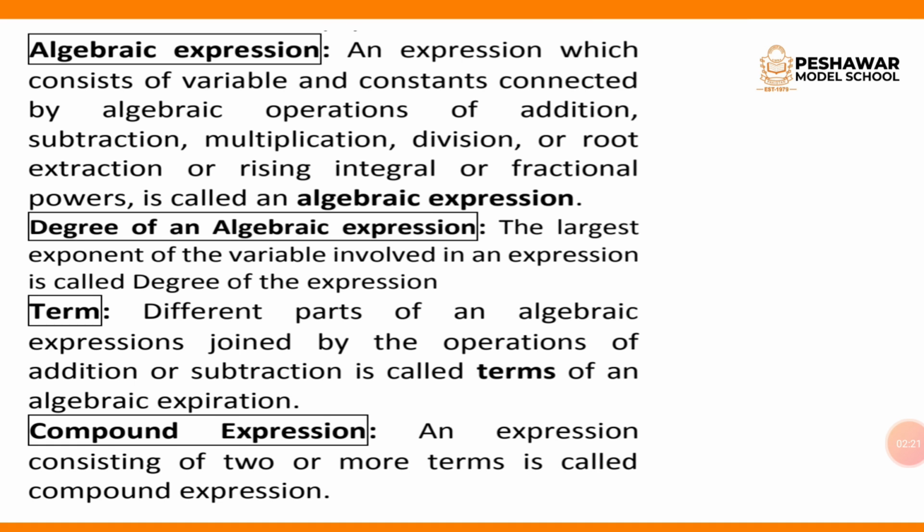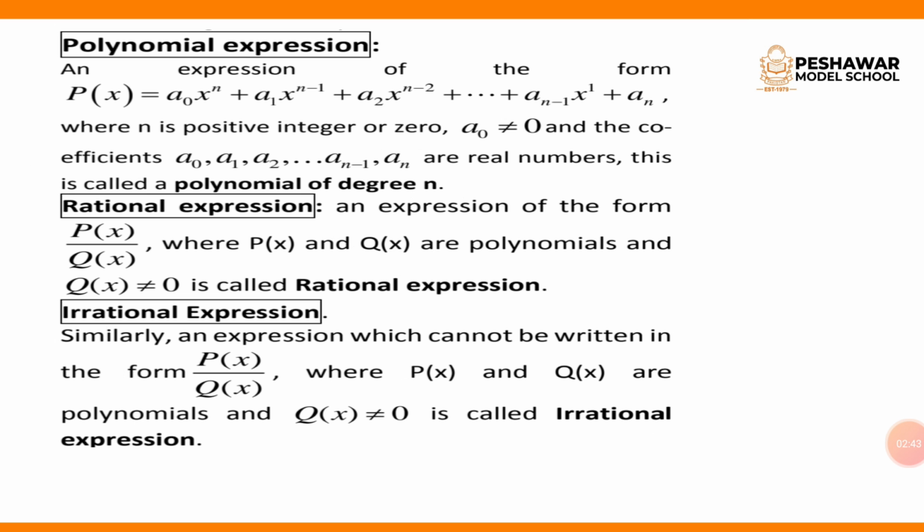And in compound expressions, there are many types of compound expression. There are monomials. A monomial is an algebraic expression having only one term. A binomial is an algebraic expression having two terms only, and a trinomial is an algebraic expression having three terms. So these are the types of compound expression.